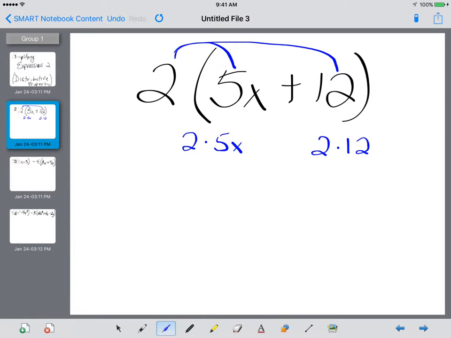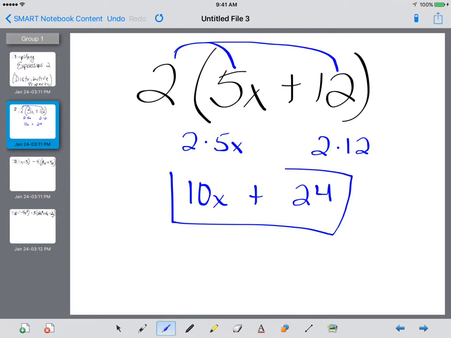So on this side, I get 2 times 5 is 10, and the x just stays there. And 2 times 12 leaves me with 24. So there is my simplified expression. Now I'm doing 2 more examples. Each example is going to get a little bit more challenging, a little bit more involved.